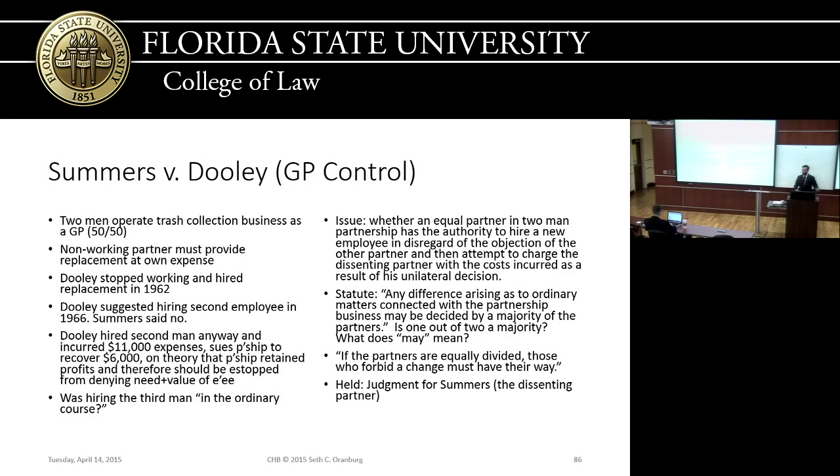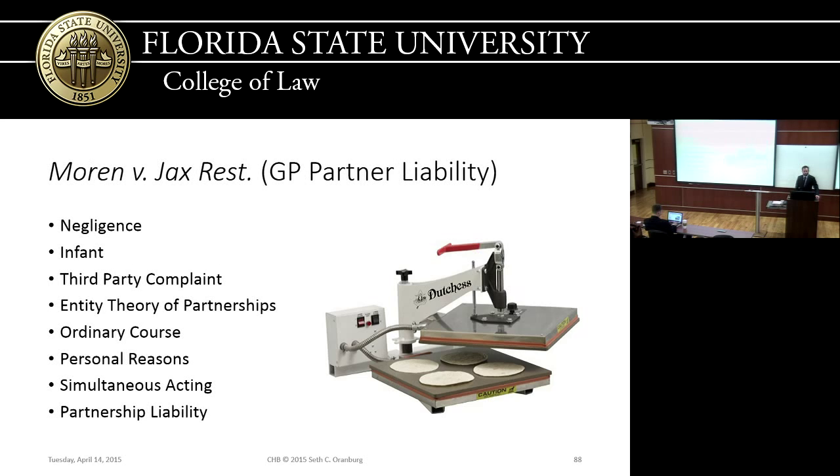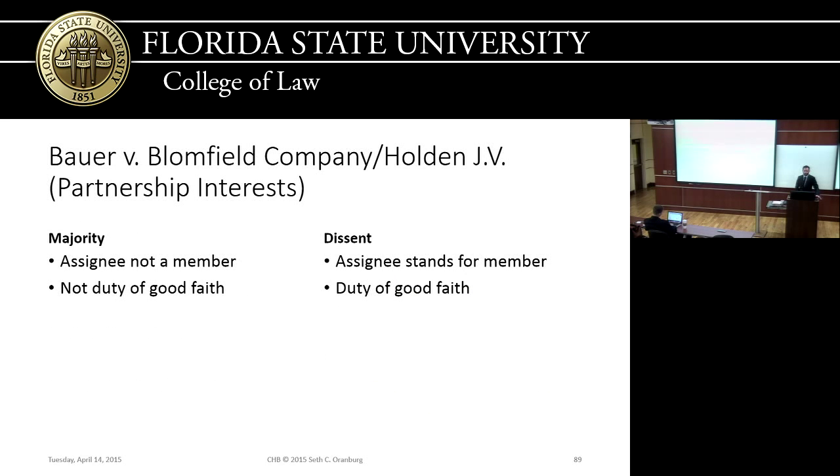Summers versus Dooley, our two trash collectors. This had to do with control and authority. Meinhard versus Solomon, a case actually about joint ventures and one that's often found in corporations textbooks, but it's an old case that discusses the concept of fiduciary duties, and we have that phrase, that punctilio of honor that they owe to each other. Morin versus Jack's Restaurants was about partner liability. Here we had an injury as a result of a dough press, and there was some negligence by a partner. Did that result in liability to the partnership? It did.